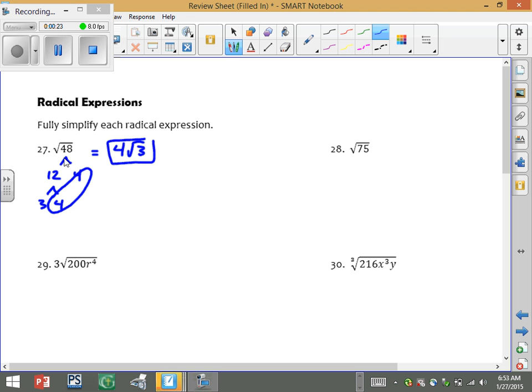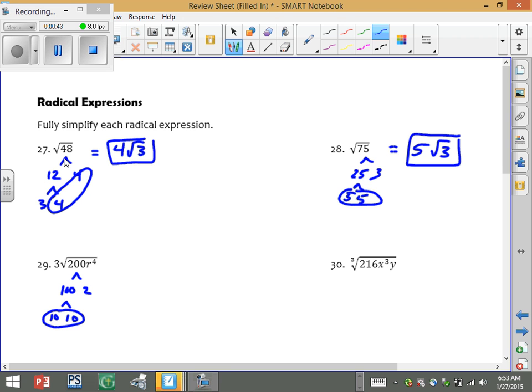4 radical 3. 75, we end up with 25 times 3, which is 5 and 5. So you got a 5 that you can pull out, and then 3 is left behind. Here, 200, you got 100 times 2, and 100 is 10 times 10. So we can pull a 10 out. There's already a 3 there, so that 10 and the 3 join up, and that becomes a 30.